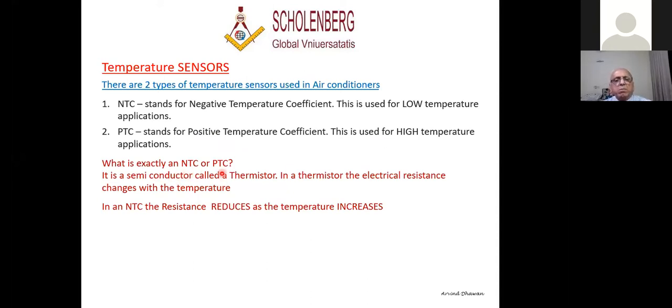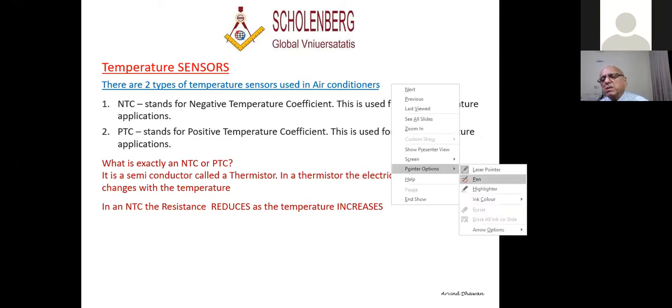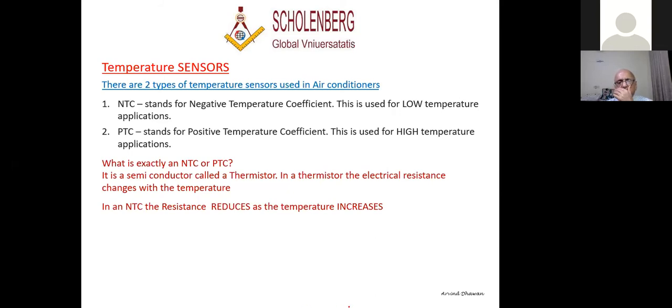What exactly is NTC or PTC? It is a semiconductor called a thermistor. In a thermistor, the electrical resistance changes with the temperature. Now take a look at this. It's a simple circuit. The current will flow through the circuit depending on the resistance. Let's take an example of a toll, where the traffic is going. Can I draw it for you? Pointer option. Okay. Suppose we have a toll.